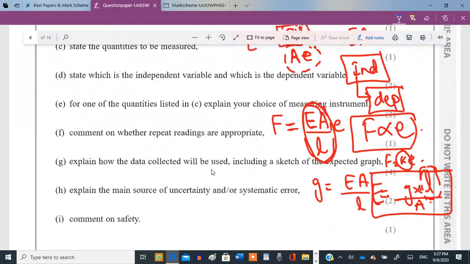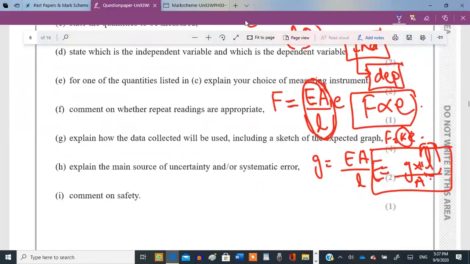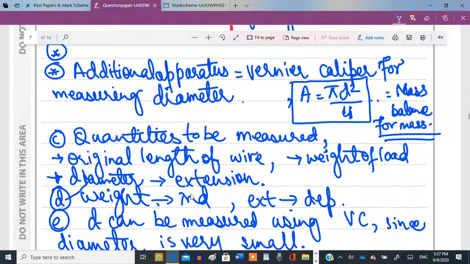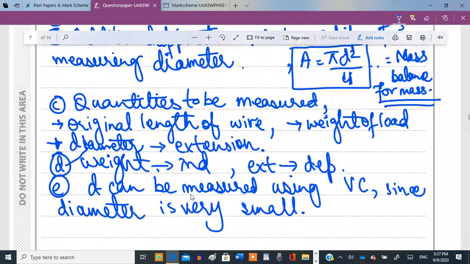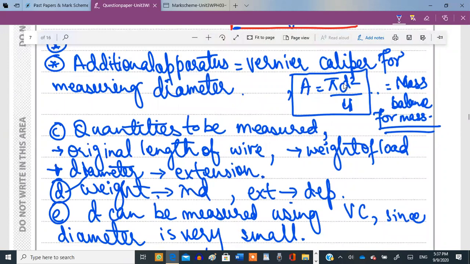Comment on whether repeated readings are appropriate. Repeated readings of the measurements that you did in part E. Well, repeated readings over here of option D, you don't need the repeated readings. All you need to do is just measure it once. But for the quantities that you do actually need the repeated readings, they are the forces and the extensions, right? A force and extension, because you'll need to draw out a graph of them.